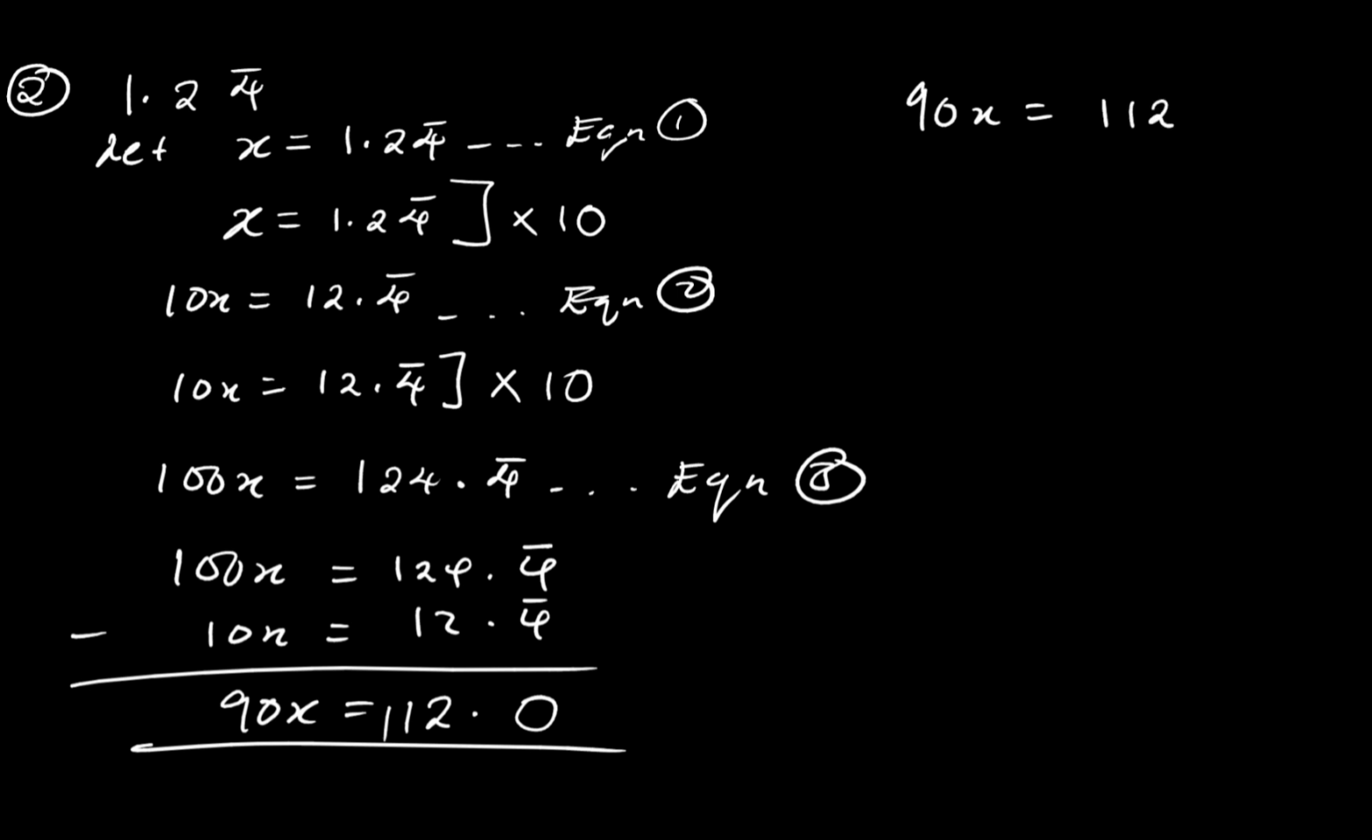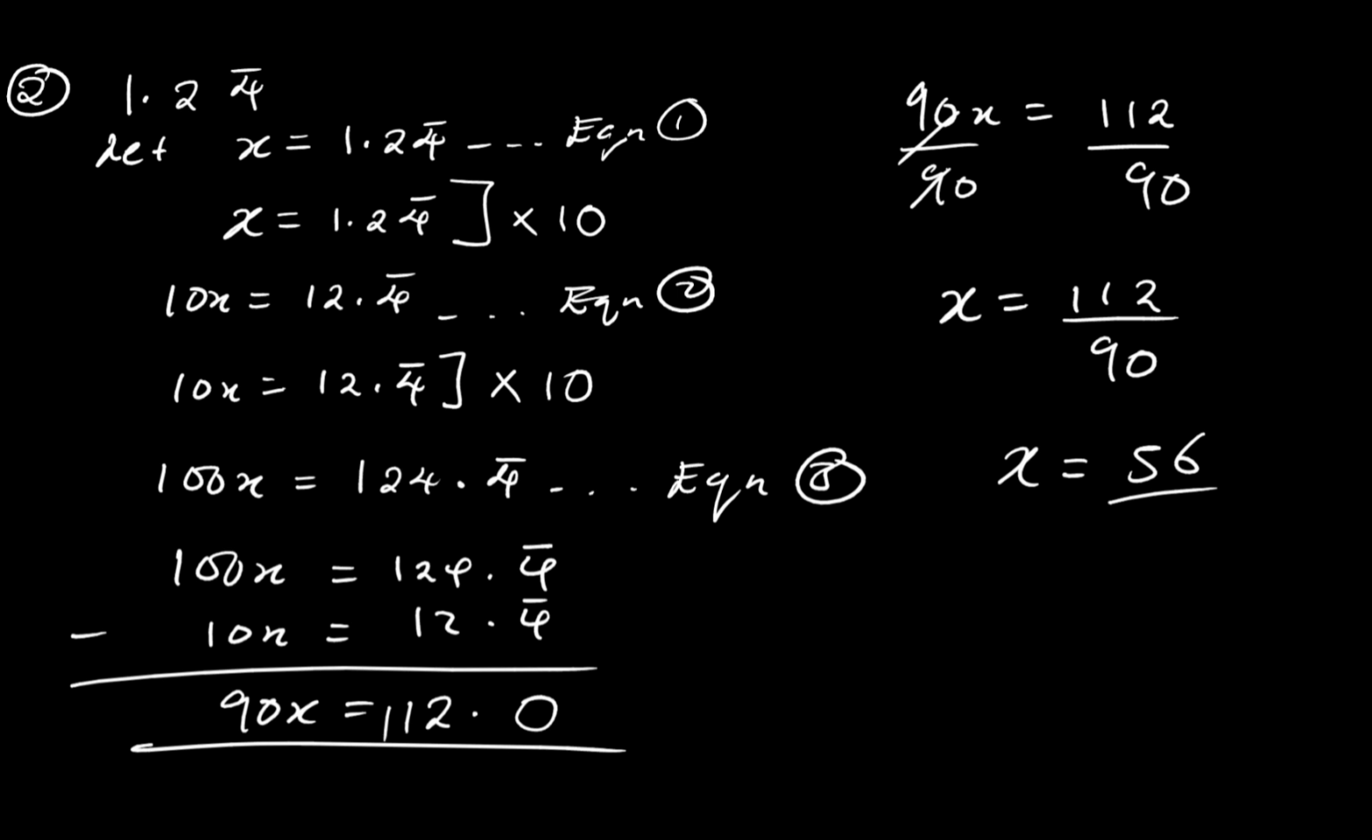We need to solve for x. So we divide both ends by 90. And we have our x value being equal to 112 over 90. Now we can't end here. We have to simplify this. Now looking for a number I can go into these values, which is basically 2. If 2 goes into 112, we get 56. And when 2 goes into 90, we get 45. And that is our expression that we need.